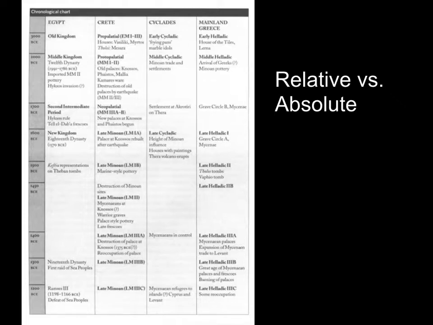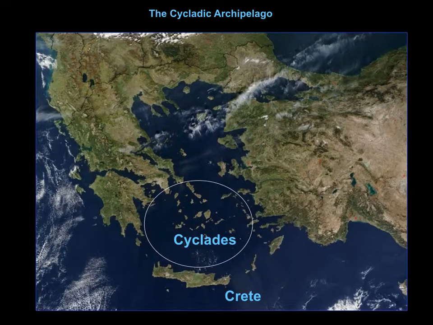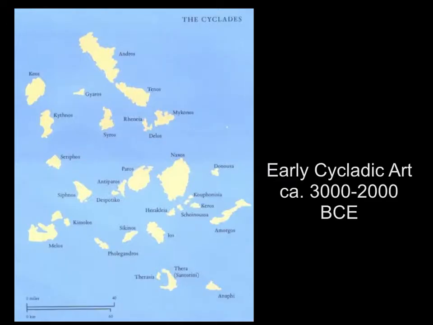We're going to focus now on Greece, and we're going to look at it first at the Cycladic Islands, then we're going to go to Crete, and then we're going to look at the mainland of Greece. So the Cyclades are this group of islands here in the middle of the Aegean. You can see a closer up map here showing you the various islands, all these small tiny islands.